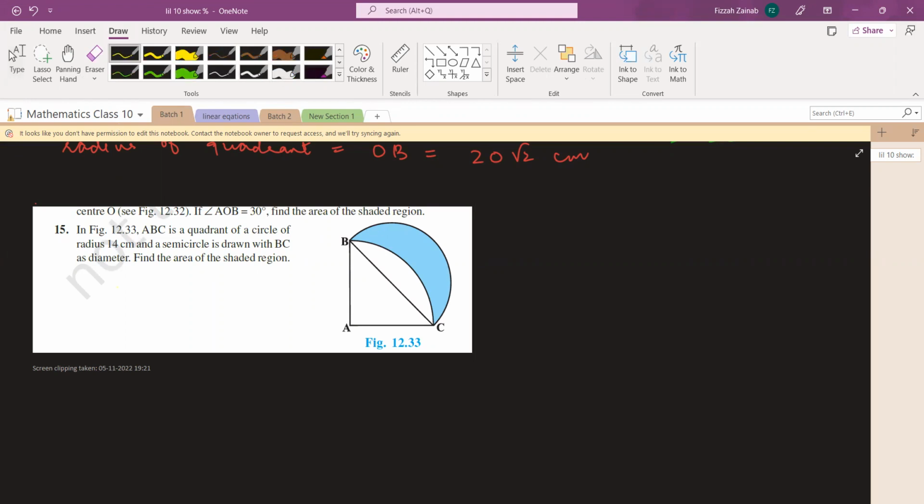Okay, so in this figure, ABC is a quadrant of a circle of radius 14 centimeter, right? And a semicircle is drawn with BC. So basically this complete is a semicircle, okay? As you can see, with BC as diameter, find the area of the shaded region. So just tell me what exactly you will find out here.